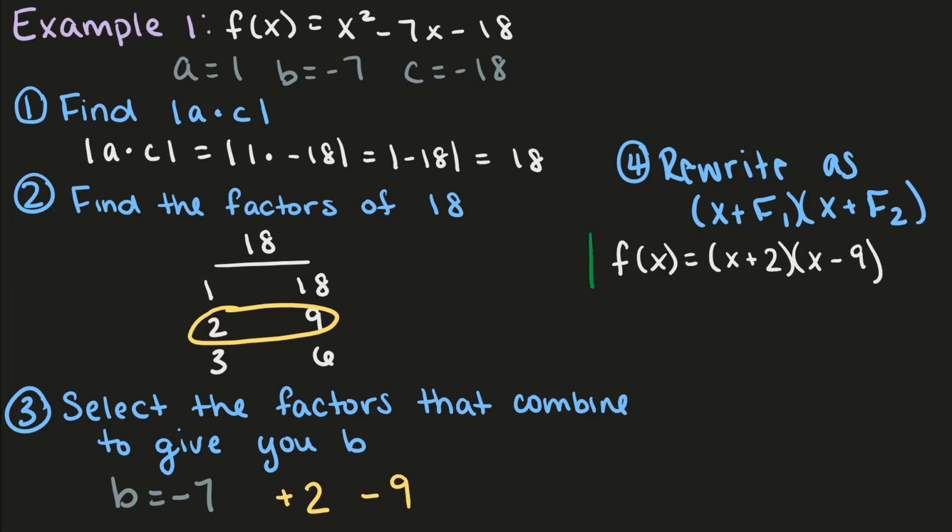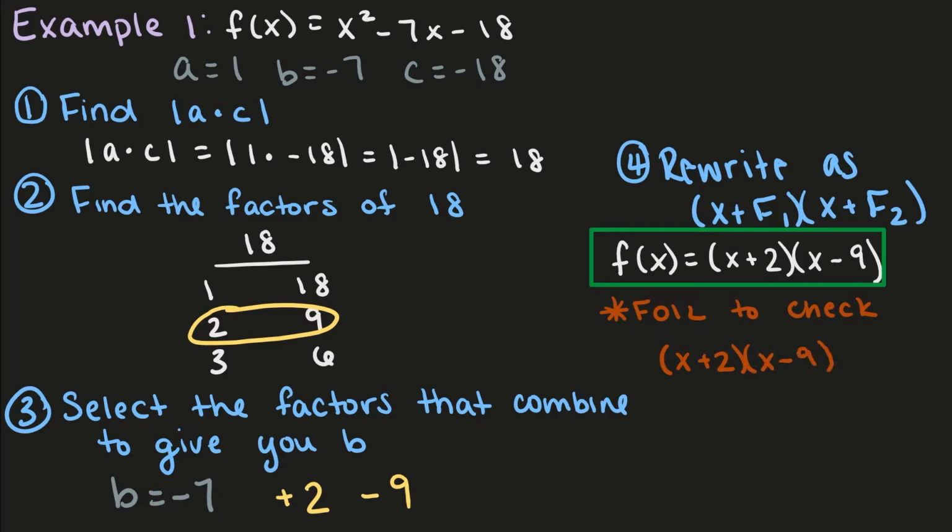To check we have the right factors, we can FOIL this out. So by multiplying first, outside, inside, and last, we get x squared minus 9x plus 2x minus 18, which simplifies to x squared minus 7x minus 18, which is what we started with, so we are correct.